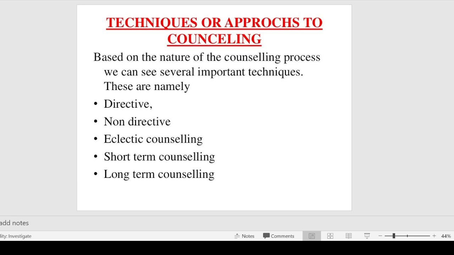It's based on the nature of the counseling process. What kind of counseling process are we using? According to that, we will classify them as directive counseling, non-directive counseling, eclectic counseling, short-term counseling and long-term counseling.